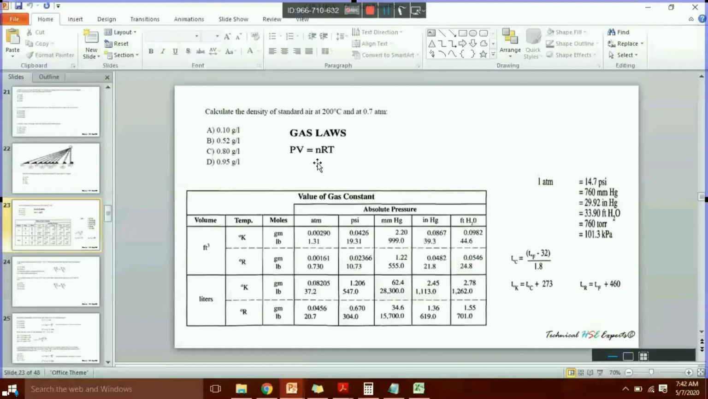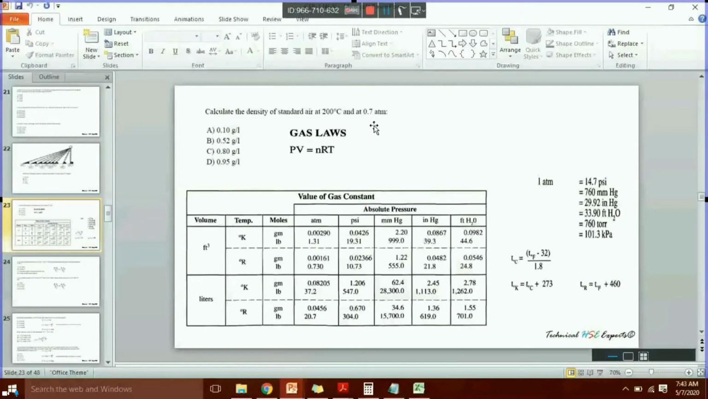Weight. Yeah. So R is nothing but the gas constant here. So from this table we will take the value. Let us see how. And T is nothing but absolute temperature. Okay. So absolute pressure and absolute temperature we need to know.